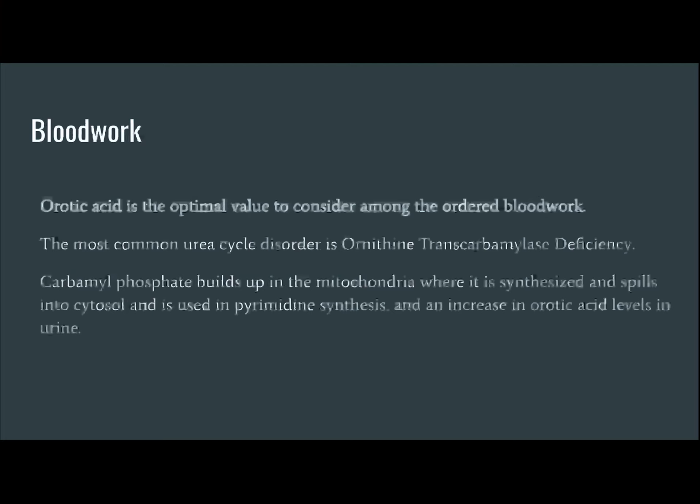The most common urea cycle disorder is called ornithine transcarbamylase deficiency. Carbamoyl phosphate builds up in the mitochondria where it is synthesized and spills into the cytosol, and it is used in pyrimidine synthesis, and an increase in orotic acid levels are in the urine.